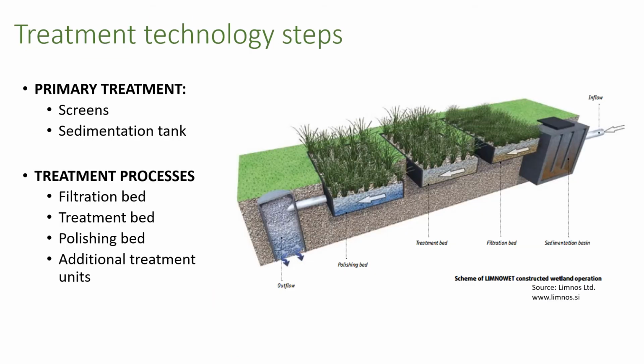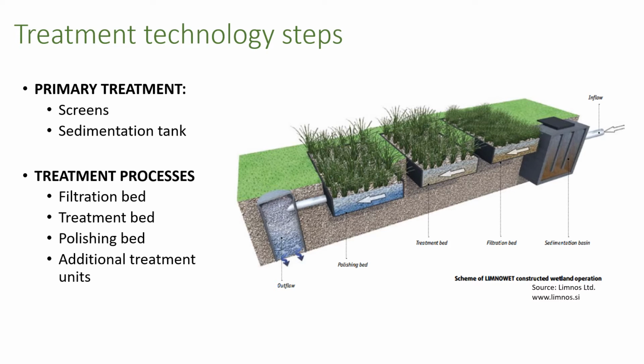What are the commonly applied treatment steps? Primary treatment units are coarse screens and septic tank. The screen's role is to remove all coarse and inert material from wastewater, which is big enough to cause clogging or problems in the rest of the treatment systems. Then water enters the sedimentation tank.